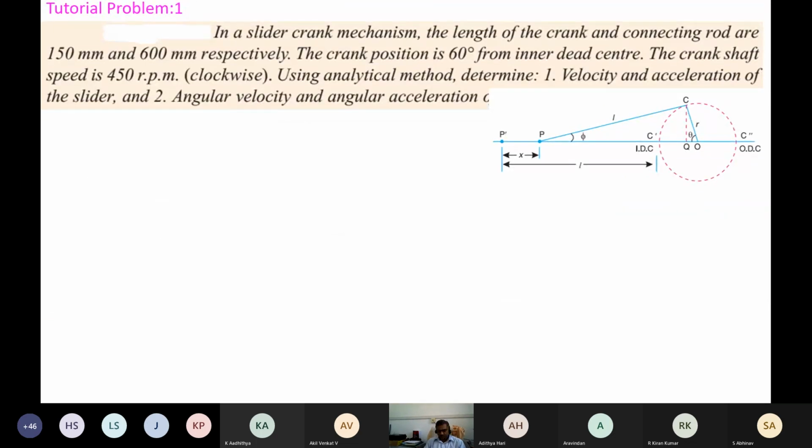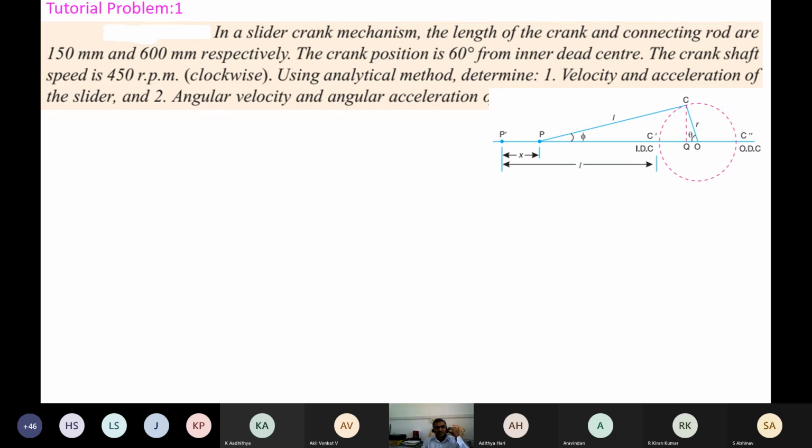Now we are going to solve one problem, a simple problem. In a slider-crank mechanism, the length of the crank and connecting rod are 150 mm and 600 mm respectively. The crank position is 60 degrees from the inner dead center. The crankshaft speed is 450 rpm clockwise. Using the analytical method, determine the velocity and acceleration of the slider and the angular velocity and angular acceleration of the connecting rod.